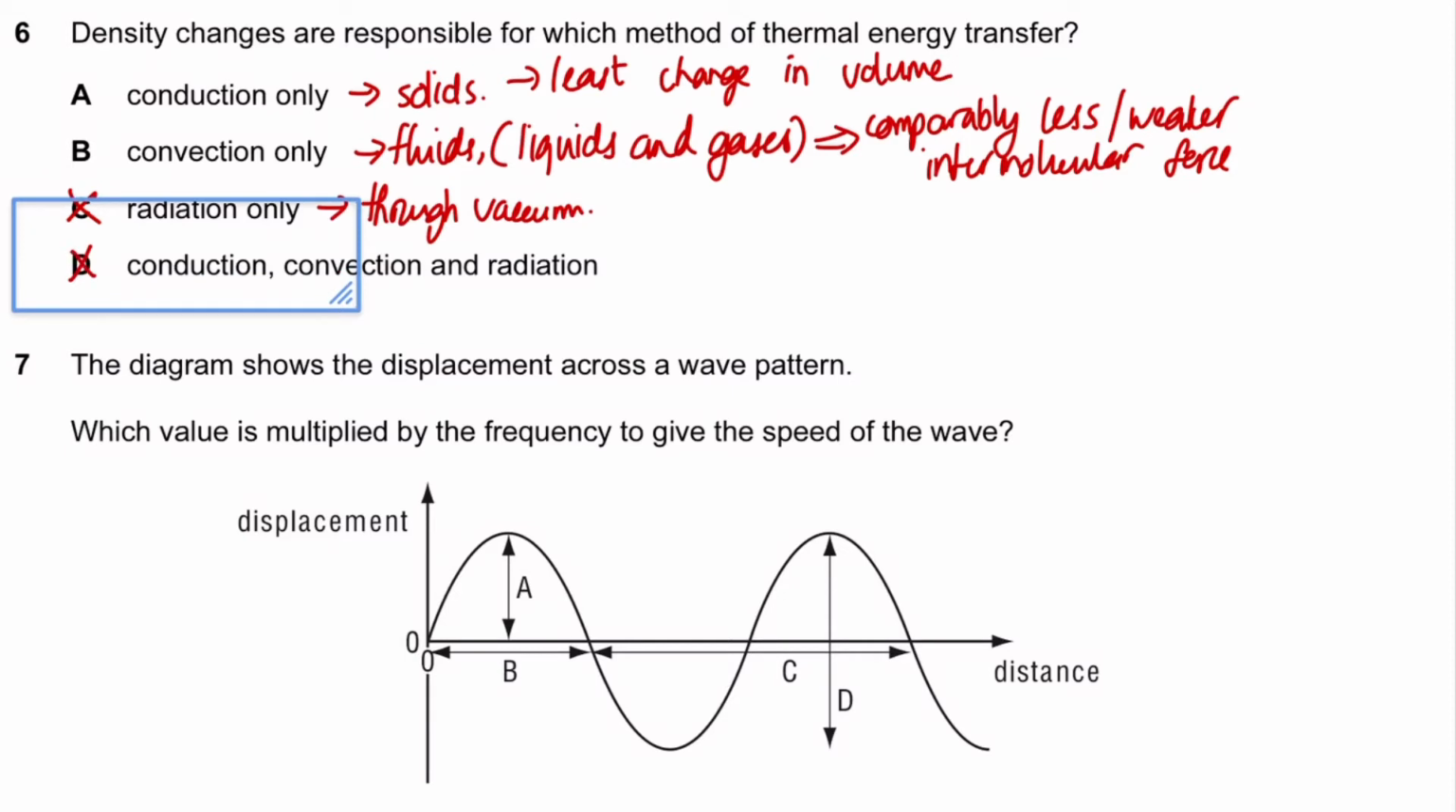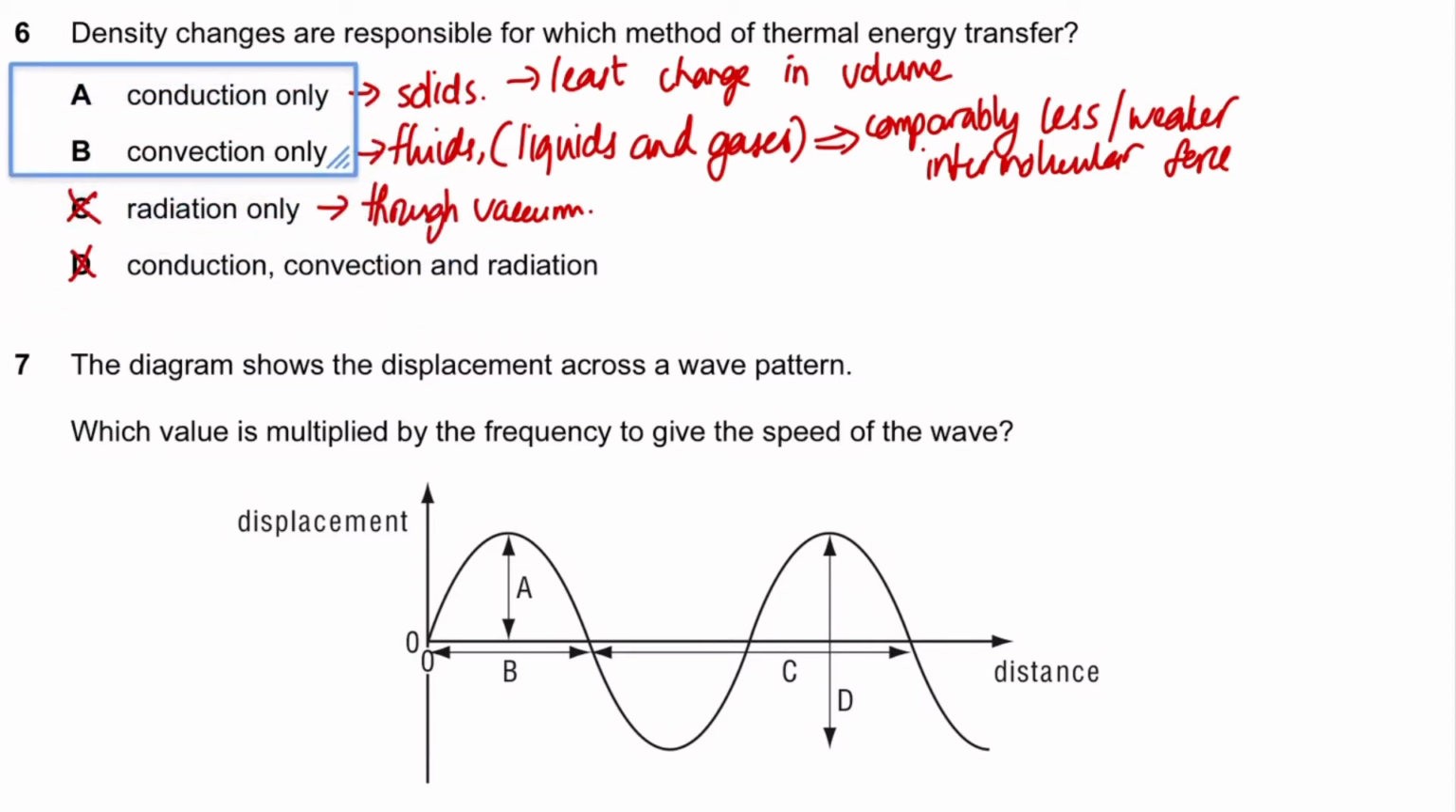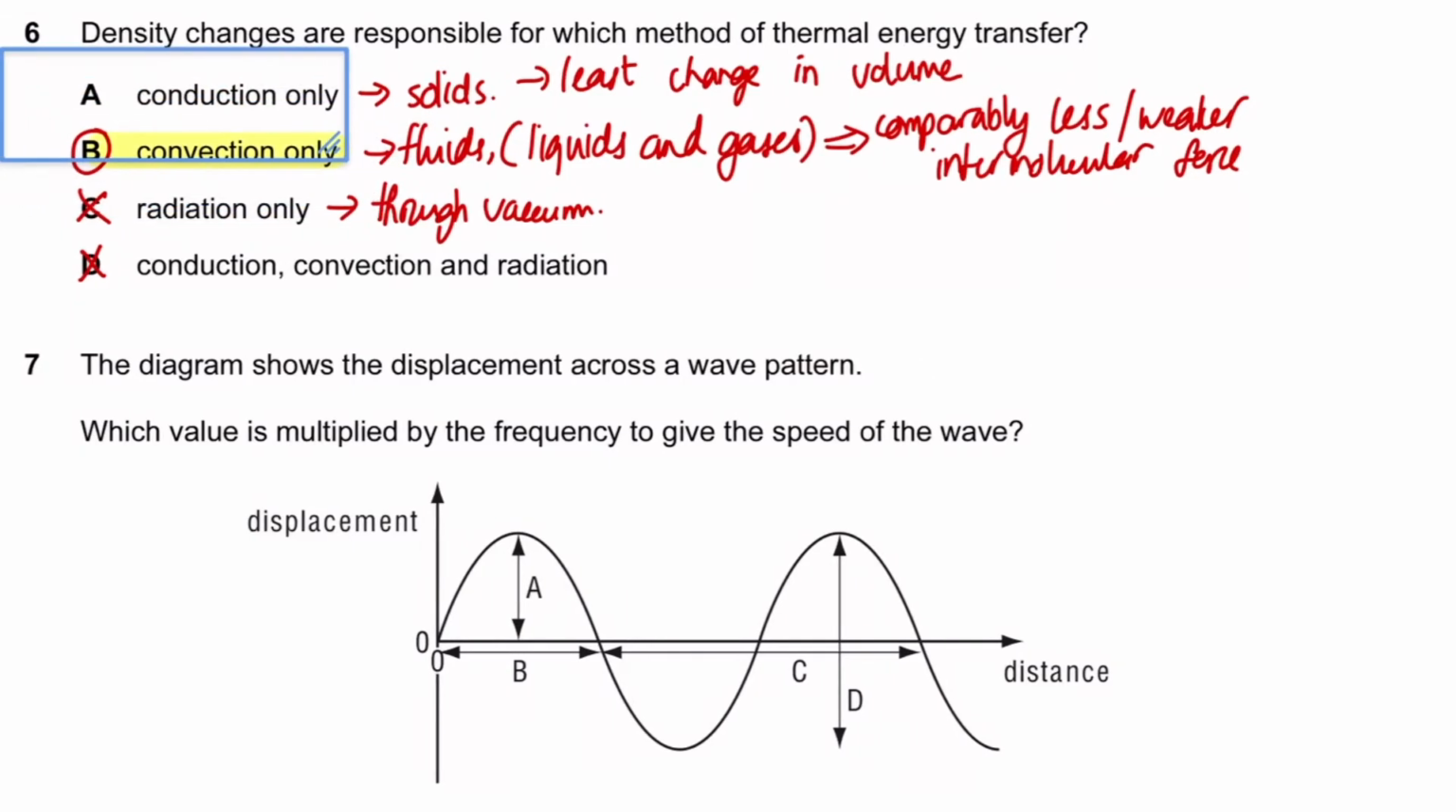So I'll rule out option C and option D because they are not all the same throughout. Okay, which leaves us with option A and option B. Since we have identified that the solid has the least change in terms of volume, option B will be the answer.